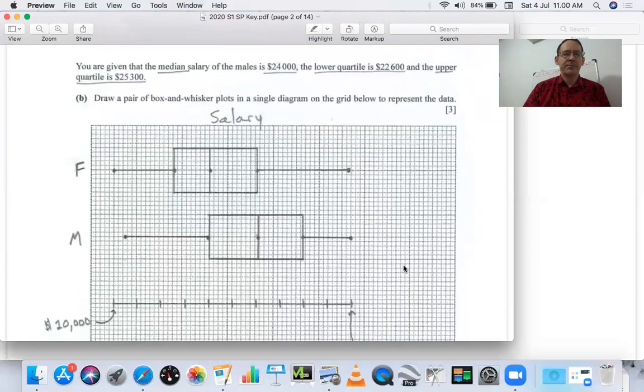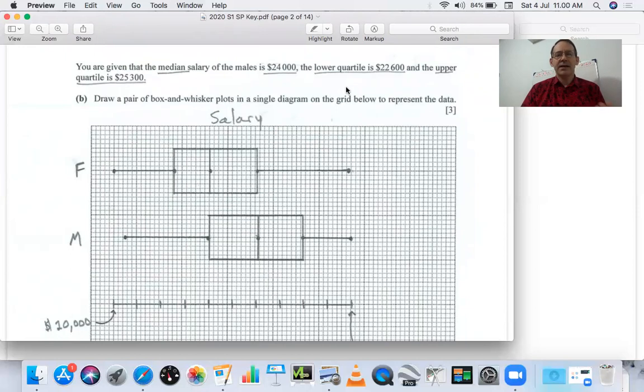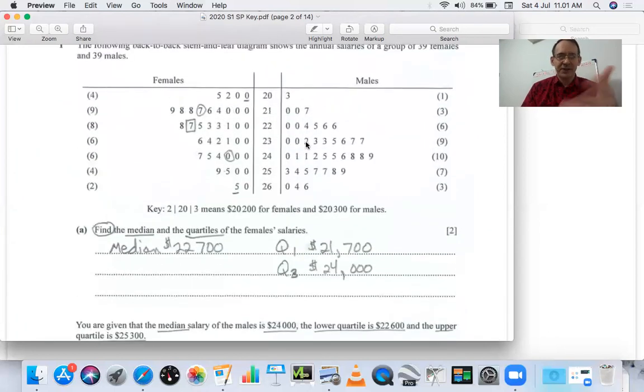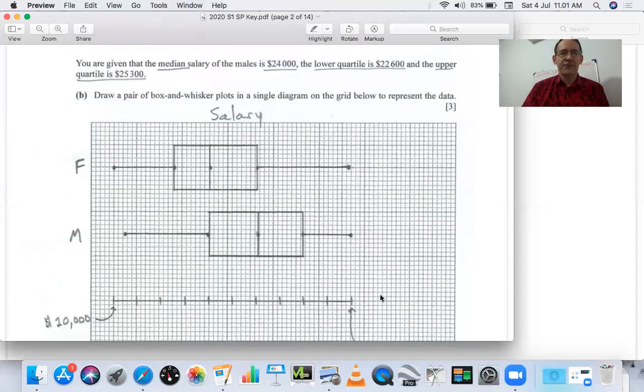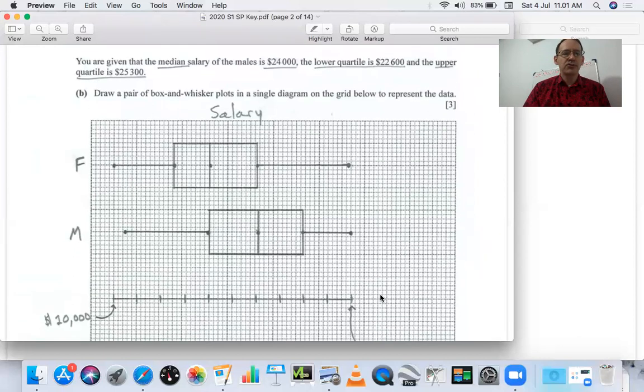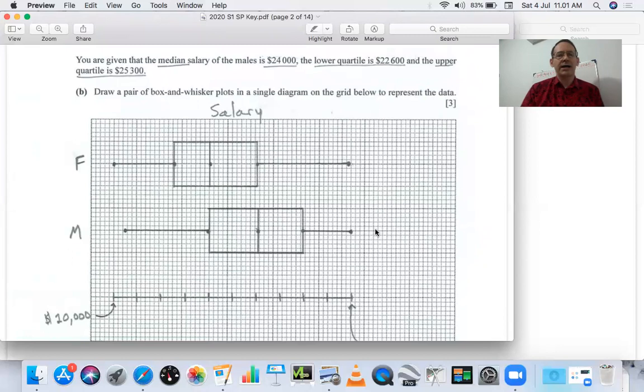Now it says for part B, they give you the median and Q1 and Q3. Lower quartile is same as Q1. Upper quartile is same thing as Q3. They give us this for the male side. If you went through and figured it out, those would be the median and the quartiles for the male side. They provide it for you. And they want you to draw a box and whisker plot for both of those on one diagram to represent the data. So again, make sure you put a title, so salary. We also designate the female versus male box and whisker plot.